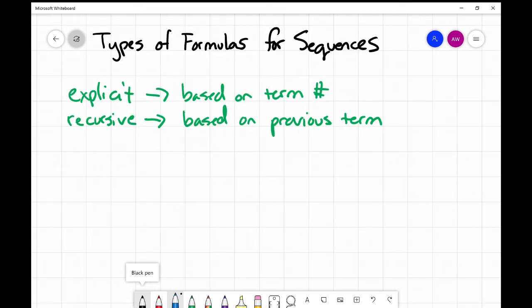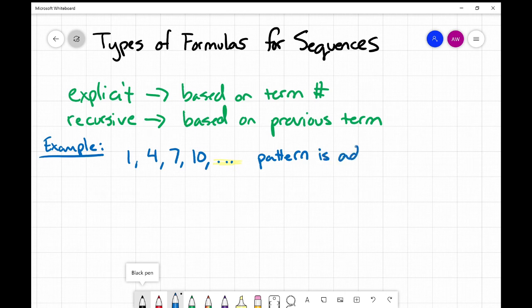Let's look at an example. Okay, so we have this example where we have the sequence of 1, 4, 7, 10, and it keeps continuing. That's what these dots mean. That means it keeps going on. I'm not going to keep writing it forever, but we know it keeps going. So looking at this string of numbers, I can see that the pattern is that we are adding 3 each time.